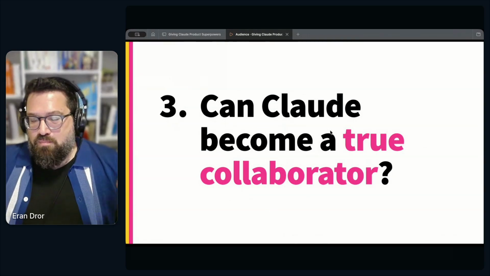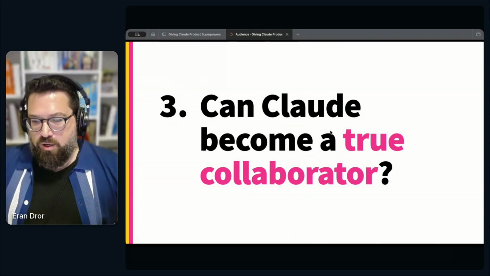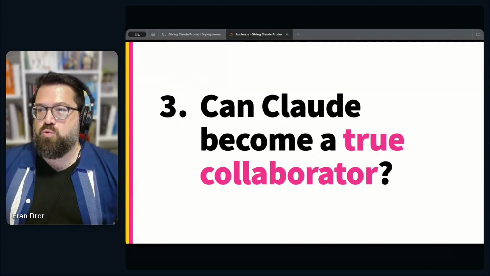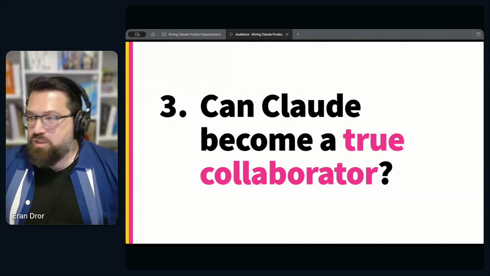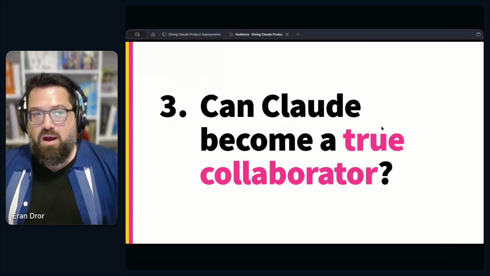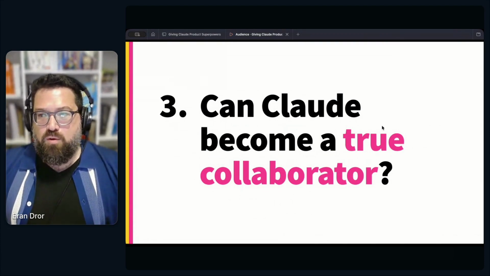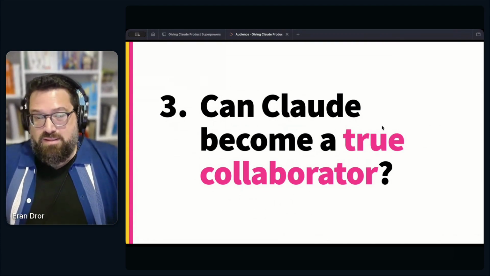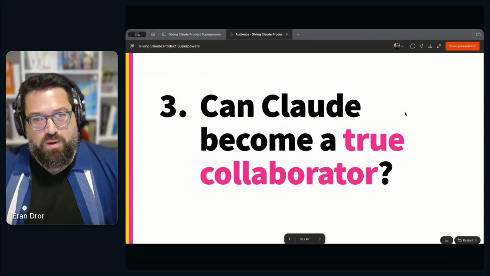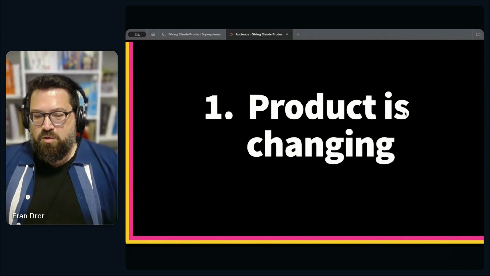And then the biggest, the highest level of this is, can Claude become a true collaborator in our product work? Can it do real product tasks for us? Can we trust it? How much should we trust it? What kind of guardrails should we put on it? And can we delegate some of our work in a way that's still fulfilling for us, right? So let's start with a quick intro.